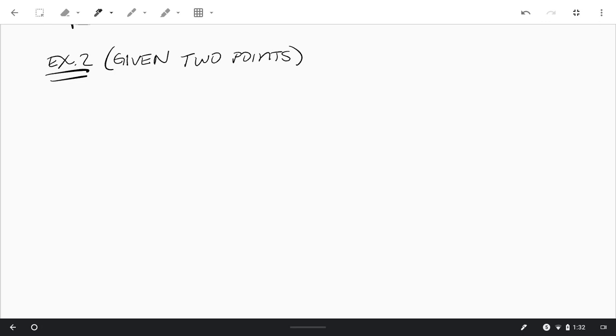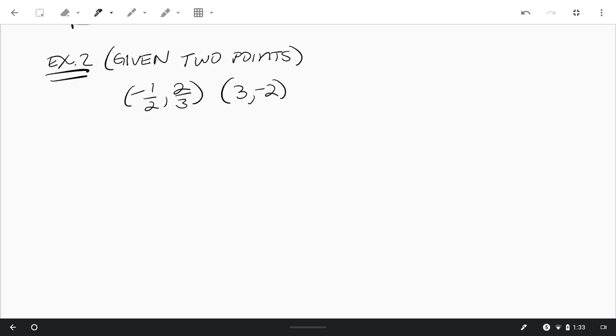Okay, so if you're given 2 points, like let's say you're given the point (-1/2, 2/3), and you're also given the point (3, -2). If you're given 2 points, it's not that you have to go and graph these 2 points and then count. You can use the formula that we wrote up above.